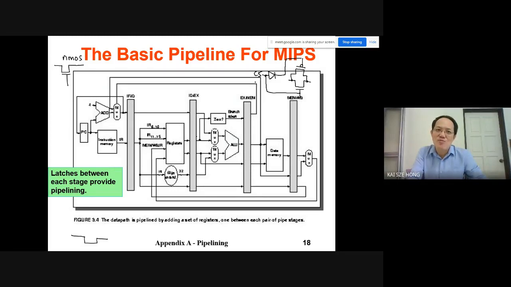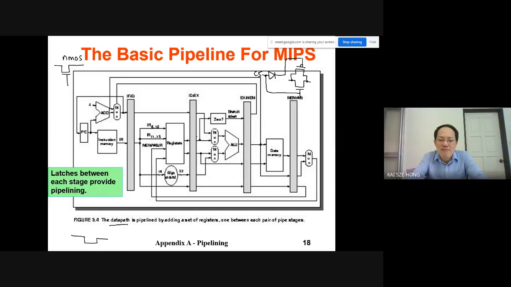That's why the C5 signal will be here. So you can see that this is actually the basic pipeline for the MIPS. People don't want to implement the system without pipelining, because you can definitely do the instructions 4 or 5 times faster. So there's no point that you implement a non-pipelined computer.